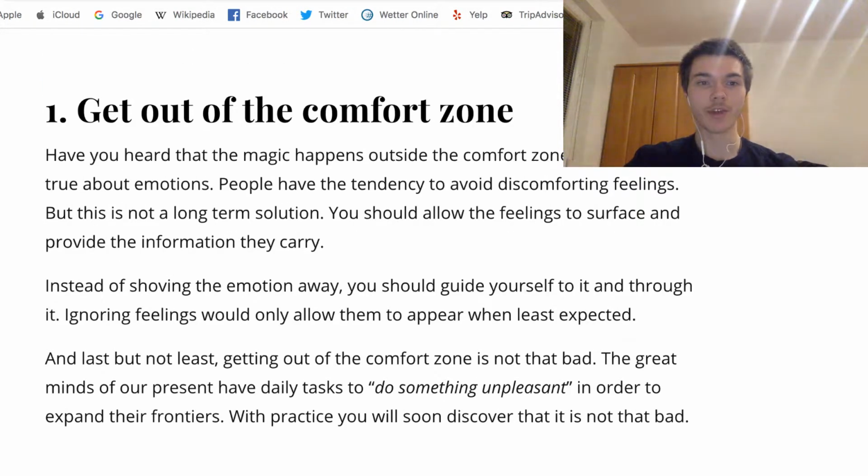Have you heard that the magic happens outside the comfort zone? The same is true about emotions. People have the tendency to avoid discomforting feelings. That's true. That's why I take cold showers every single day, and it's good for you and it's good for me. But this is not a long-term solution. You should allow the feelings to surface and provide the information they carry. Instead of shoving the emotions away, you should guide yourself to it and through it. Ignoring feelings would only allow them to appear when least expected.